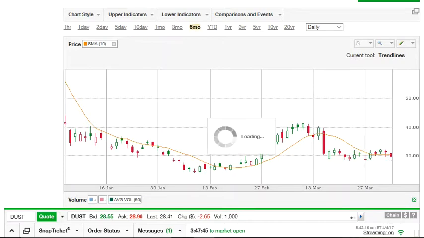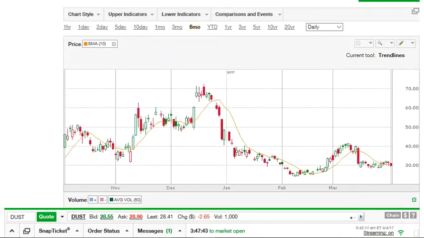And so going back to the 6-month chart, if your strategy is to use this 10-day simple moving average, you would be having a very good month because you would have made a lot of money here.